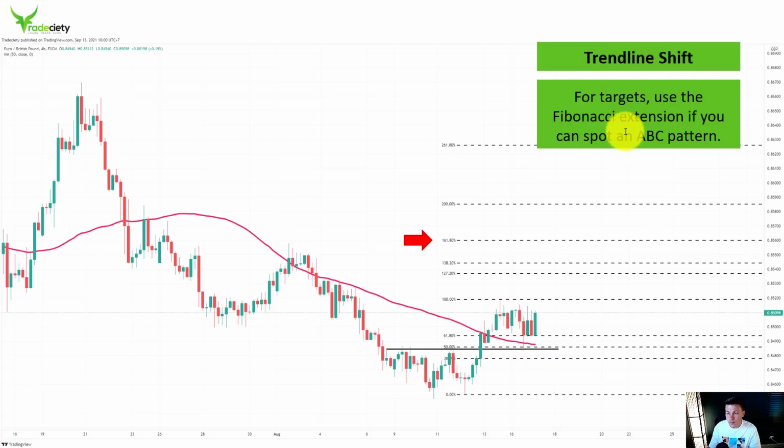And then you could again use Fibonacci extensions for targets. So 161 is usually where trend following traders go for. You could also have an approach where you scale out of your position. So you could have maybe a first target at 161 and then let the rest of the position run to 200, trail your stop loss along the way.